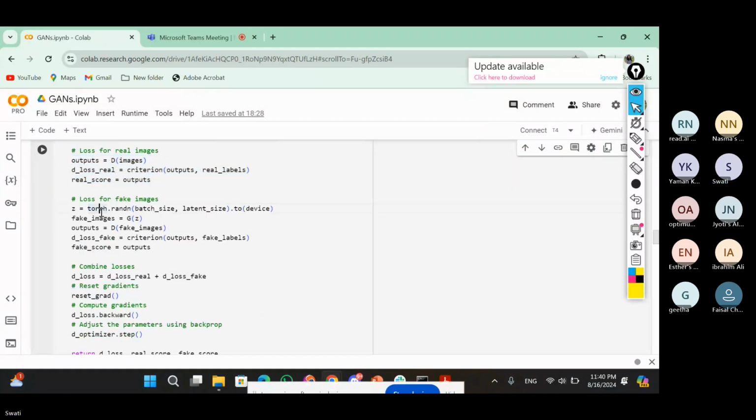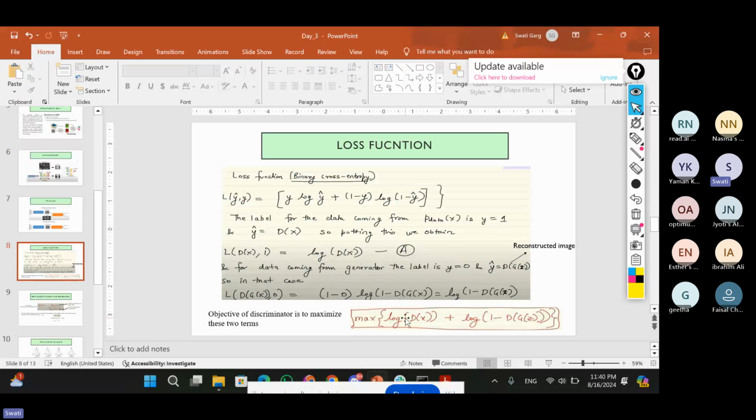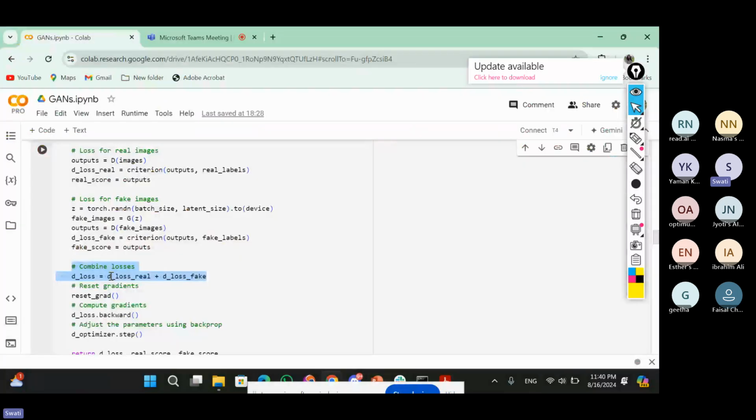Then in a similar way, we produce random vectors with a latent size of 64. Generator G is the generator neural network. It works on this distribution and produces some fake images. We again send these images to the discriminator and it calculates the loss for fake images. So the total loss will be d loss equals d loss real plus d loss fake. As we have seen in the presentation, the loss function takes the data coming from the real sample and from the generator, combining the losses for both the real images and the fake images for the discriminator.